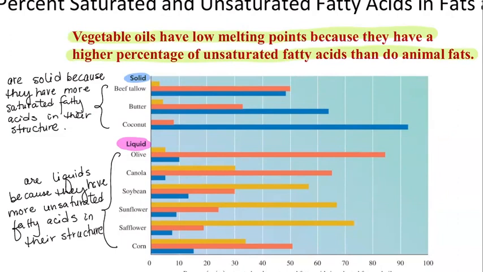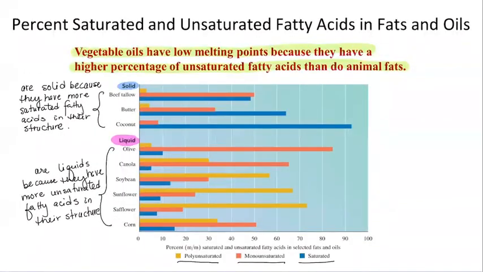So understand that all these trends come together to define what is going to be the state of matter for these fats and oils, but also the trends in their melting points. Questions when it comes to the trends that we see for fats and oils, depending on the composition of their fatty acids being saturated or unsaturated.